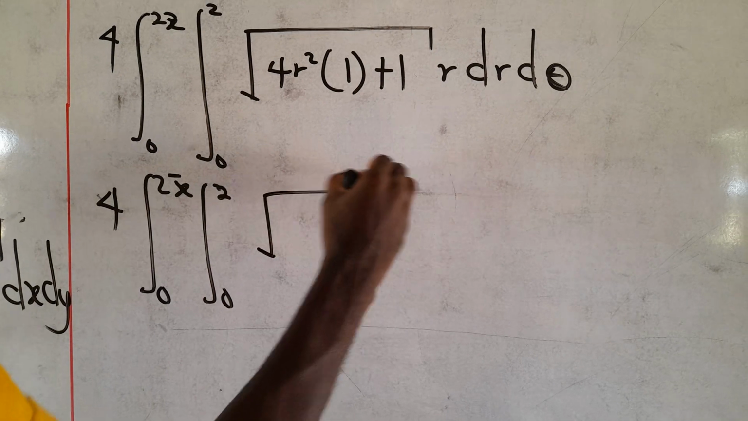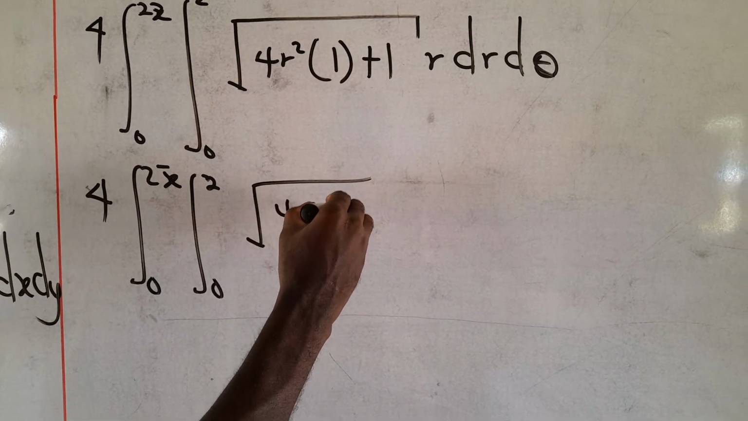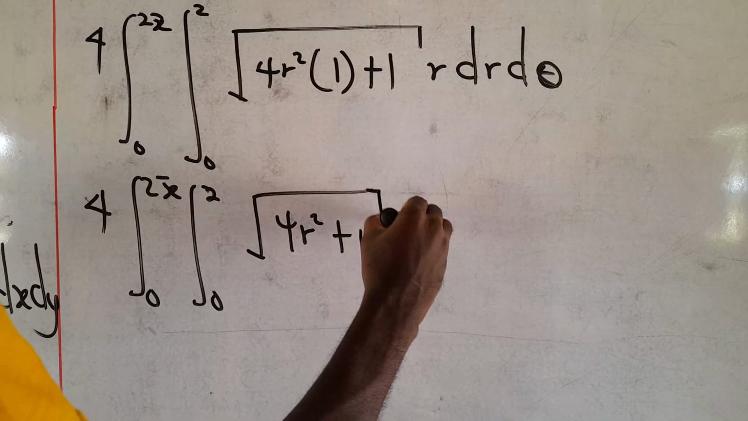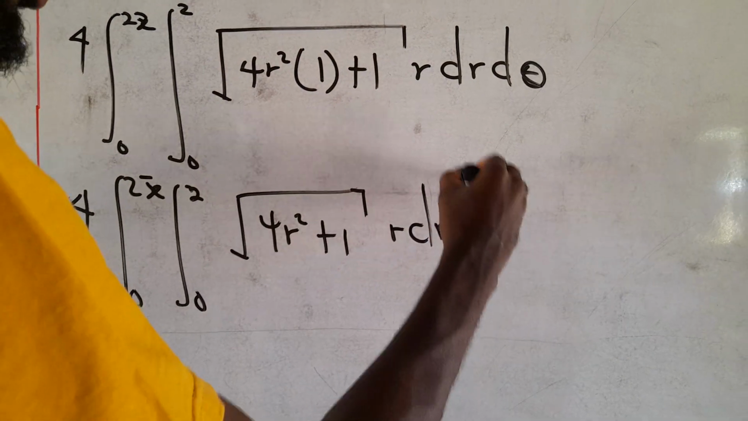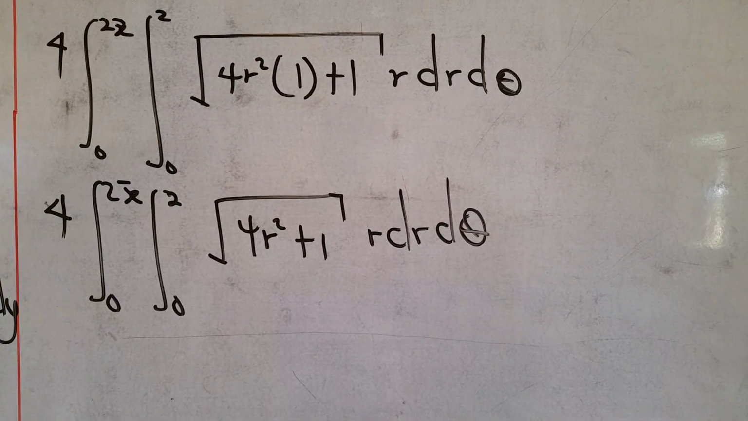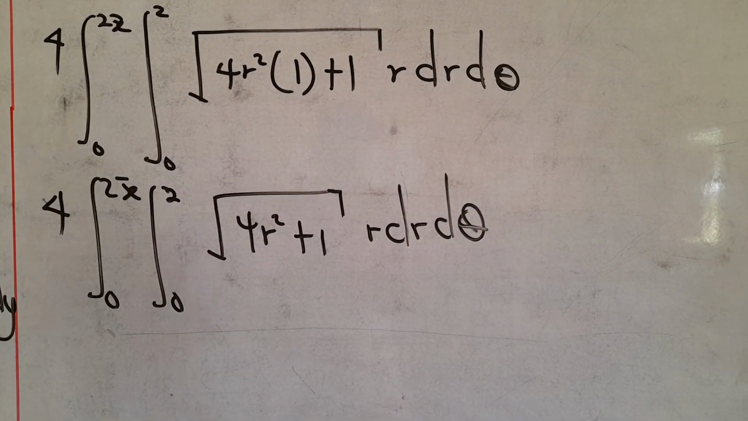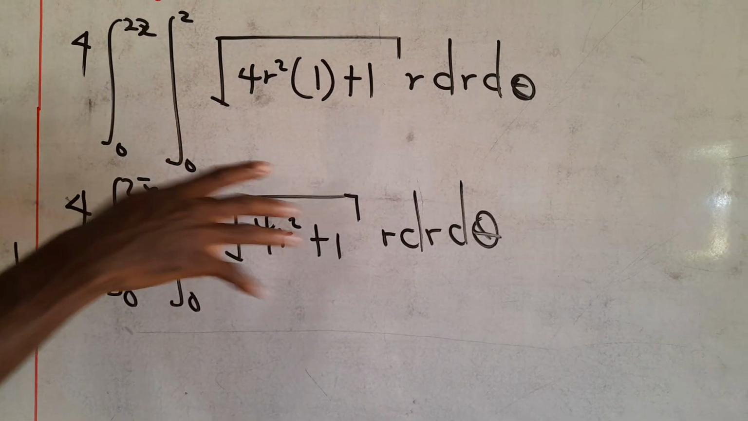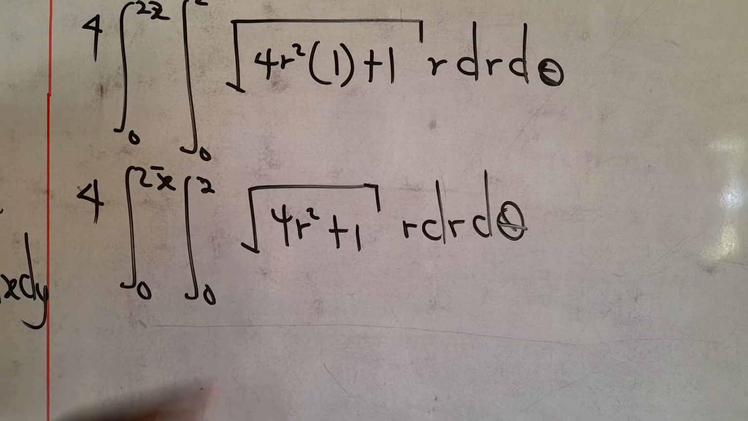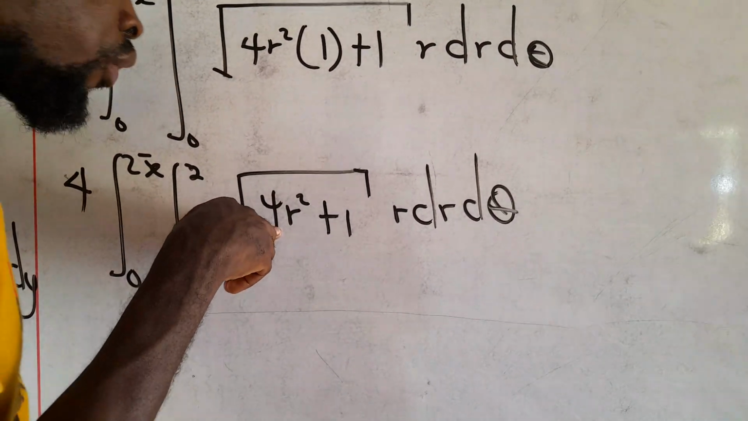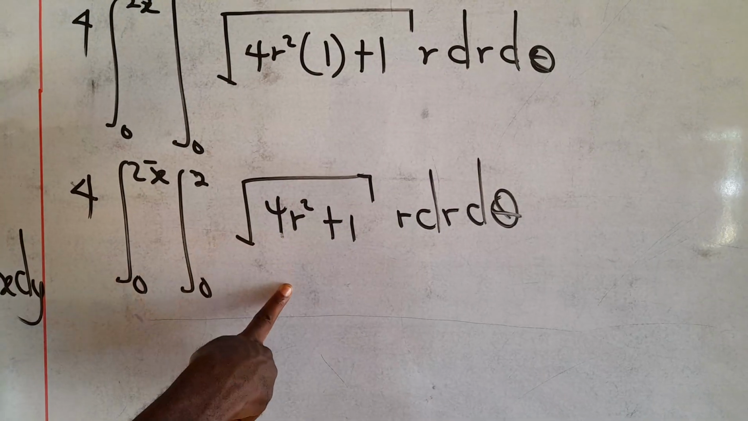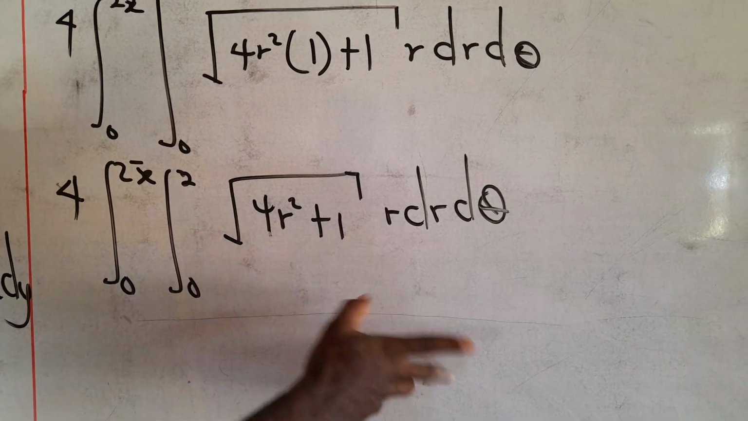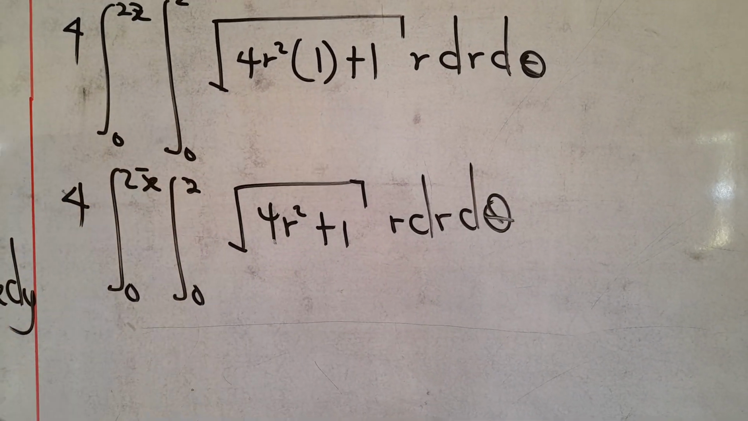We have the square root of 4r squared plus 1 times r dr d theta. So you see that now our integration problem can be solved with the familiar integrations that we know. If we differentiate 4r squared, we'll get 8r. R pops up. Then we can use integration by substitution again.